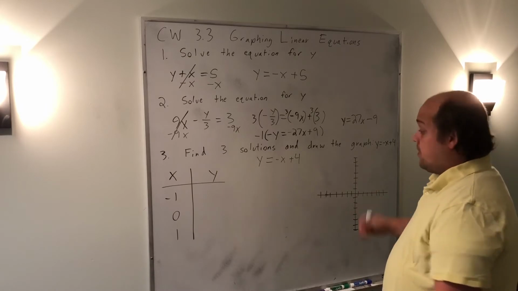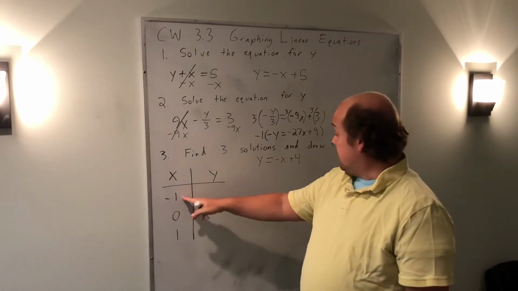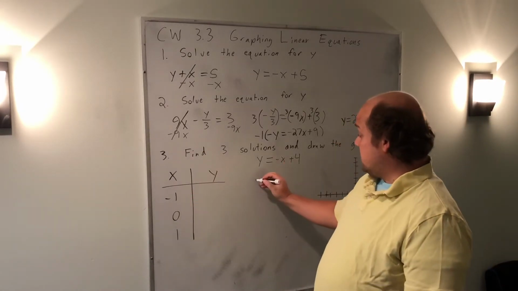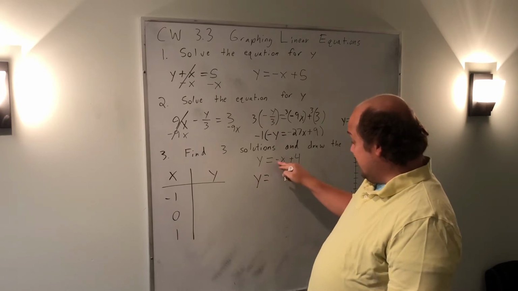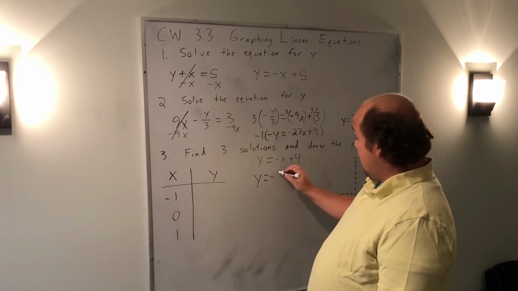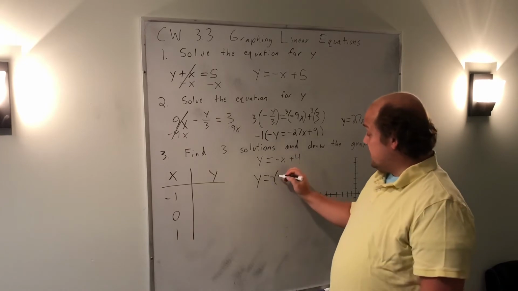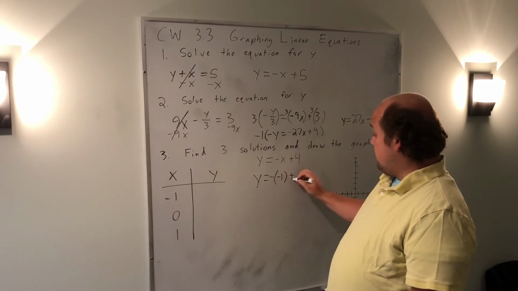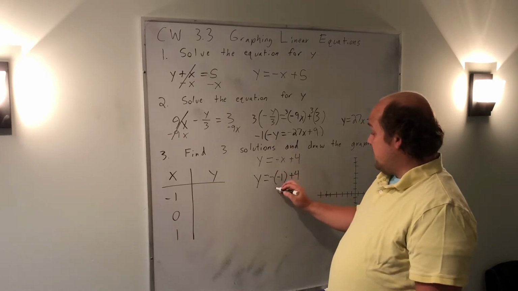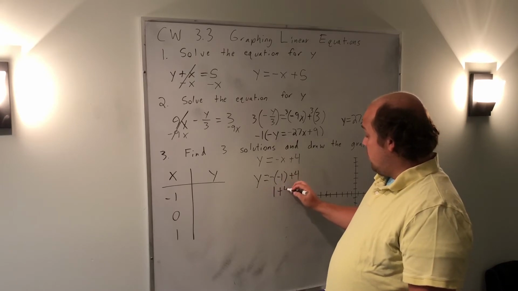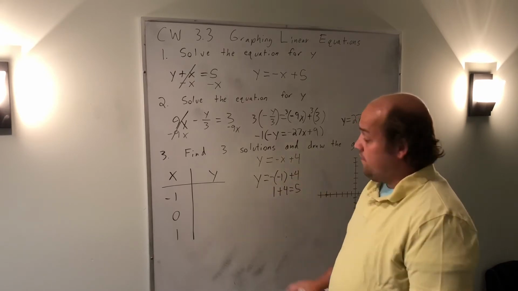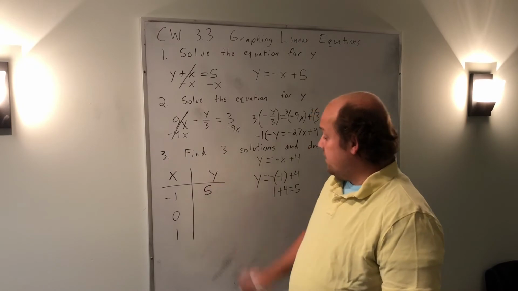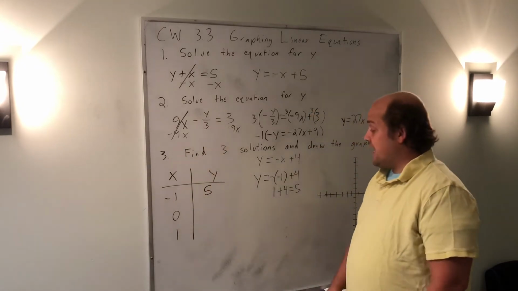So first thing I'm going to do is plug in the x values. I'm going to put in negative 1 everywhere where I see an x. So it becomes y equals, this negative still stays there, I'm going to replace the x with parentheses, negative 1, and then plus 4. Negative times a negative gives me a positive 1. 1 plus 4 gives me an answer of 5. So I'm going to put 5 as the y value when x equals negative 1.